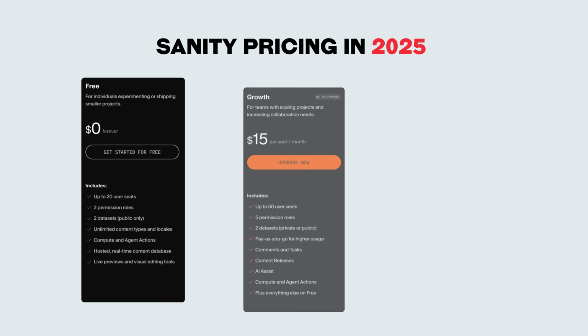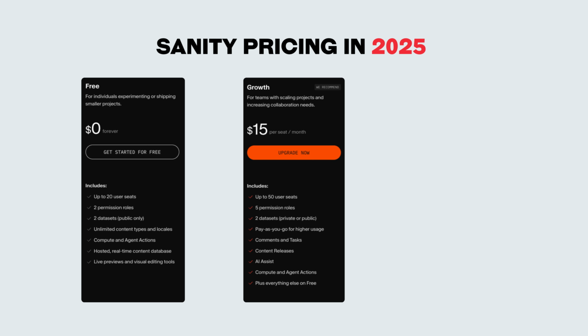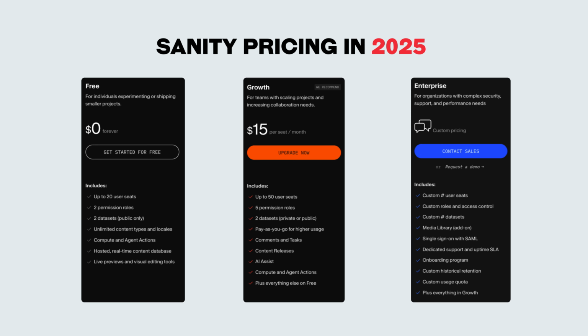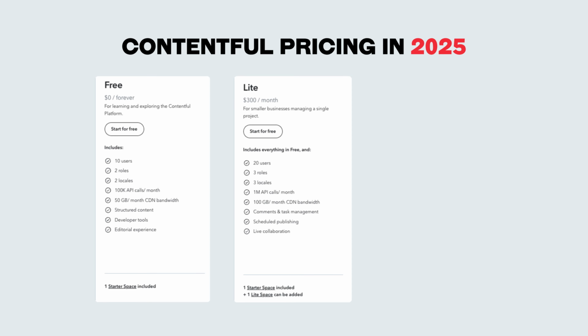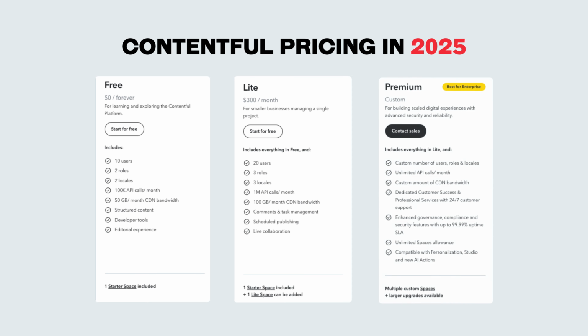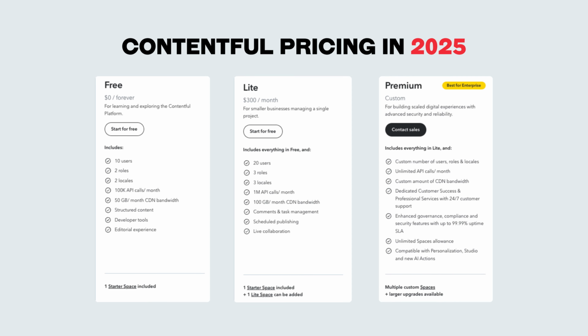Thanks. So let me now compare the pricing difference. In Sanity, you have three plans. You have free, growth, where you pay $15 per seat, and you have the enterprise plan that has custom pricing. In Contentful, you also have three plans. It's a free plan, a light plan that you pay $300 per month for, and a premium plan with custom pricing. But in Contentful, you also probably need to buy a space.